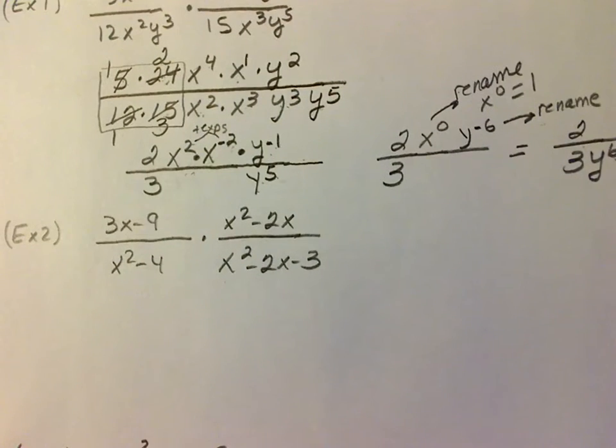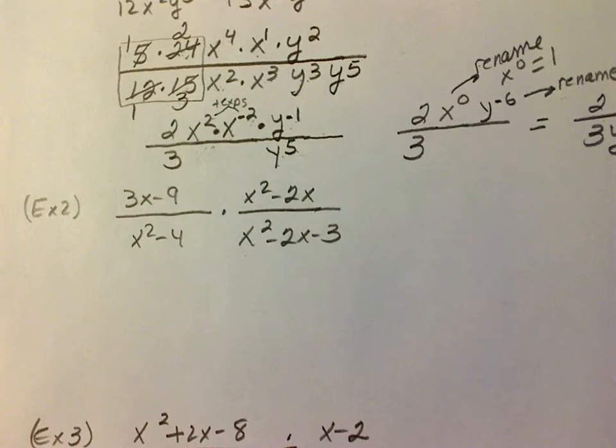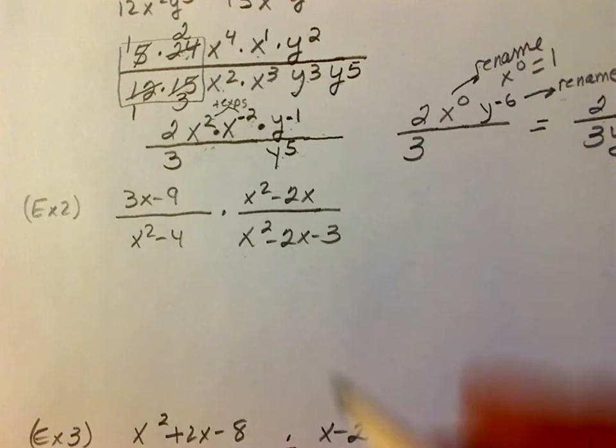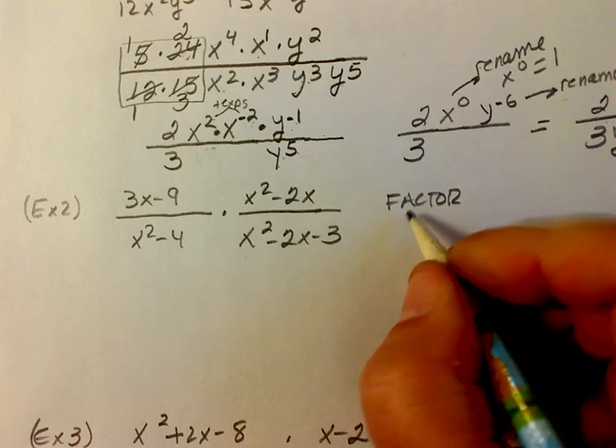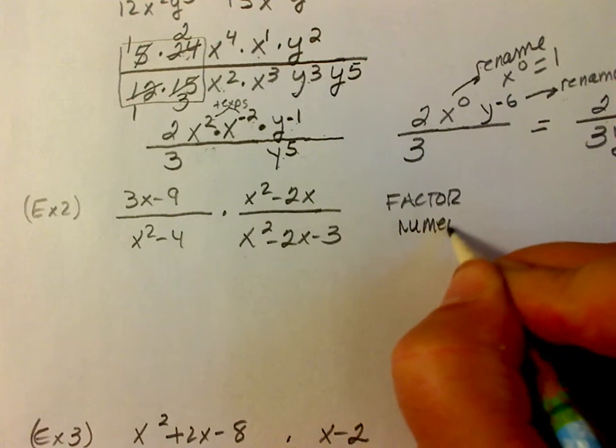My second example is multiplication involving binomials and trinomials. So here are our factoring techniques. So here we will need to factor. Factor all numerators and factor denominators.